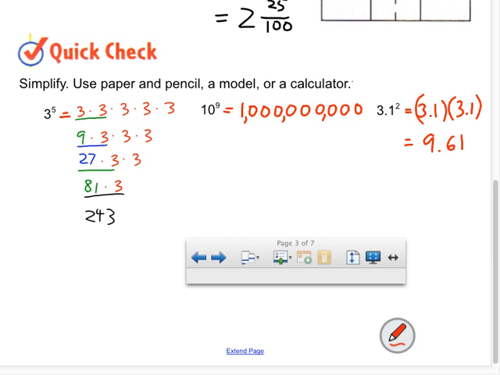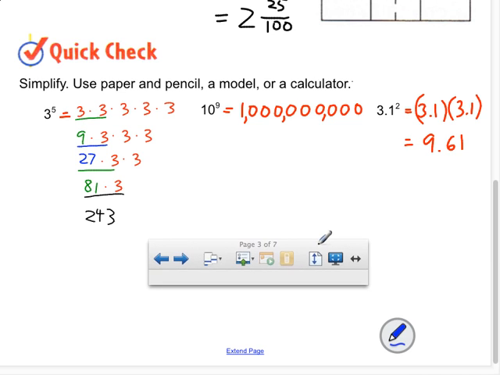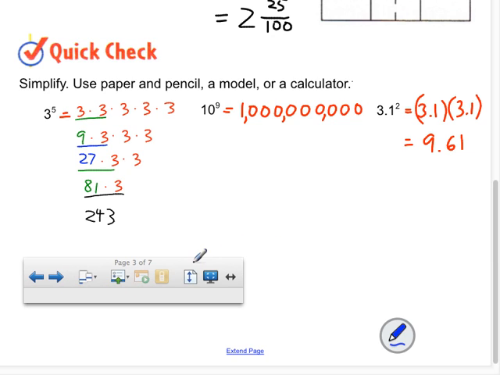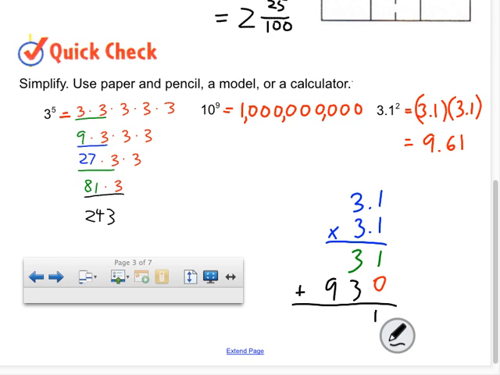Okay. Just for the sake of review, let's really quickly do that problem. So I got 3 1/10 times 3 1/10. 1 times 1, 1. 1 times 3 is 3. Don't forget your placeholder. 3 times 1 is 3. 3 times 3 is 9. Add that up. I get 1, 6, 9. And my decimal is going to move in two places. Okay, we're good? Yep.